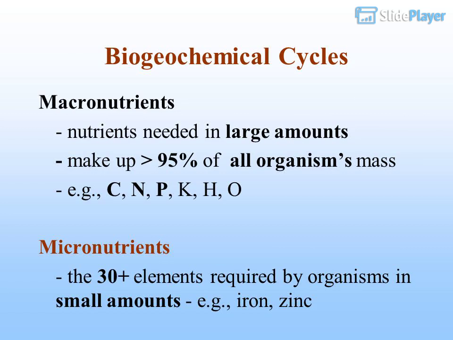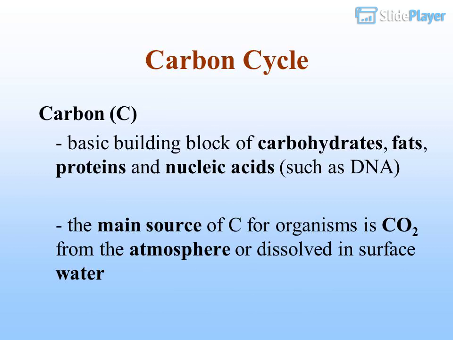Macronutrients: nutrients needed in large amounts. They make up greater than 95% of all organisms' mass, for example, C, N, P, K, H, O. Micronutrients: the 30+ elements required by organisms in small amounts, for example, iron, zinc.